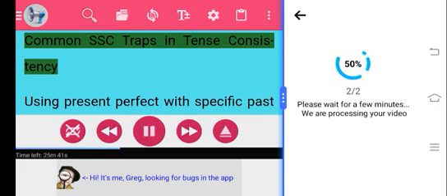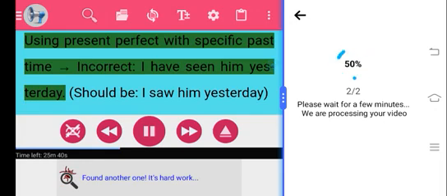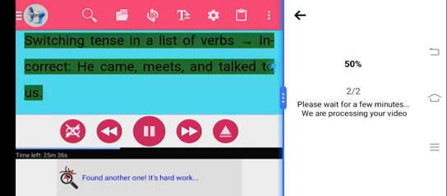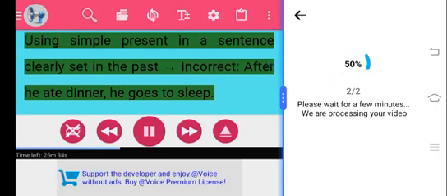Common SSC traps in tense consistency. Using present perfect with specific past time is incorrect: I have seen him yesterday. Should be: I saw him yesterday. Switching tense in a list of verbs is incorrect: He came, meets, and talked to us. Using simple present in a sentence clearly set in the past is incorrect: After he ate dinner, he goes to sleep.